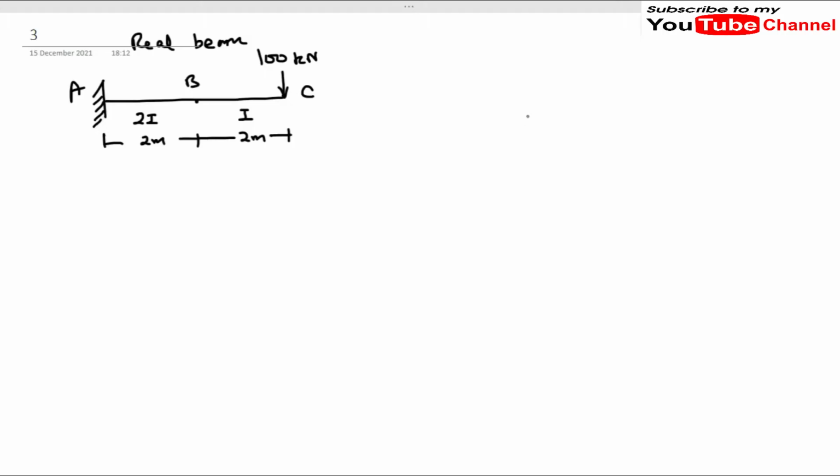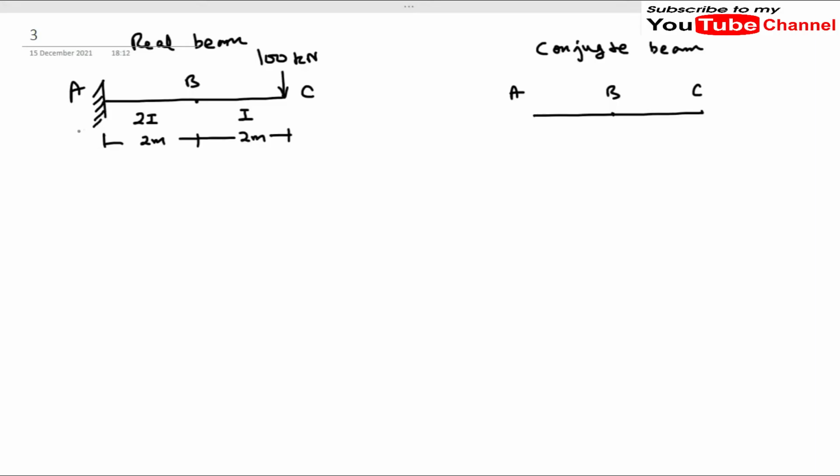Let me draw the beam here again. This is our conjugate beam. Let me draw the beam only, not its support condition. So this is A, this is B, and this is C. As we discussed in our previous video how we change the support condition, if you want to understand all those things, you have to watch that video first, then you can understand all of this very clearly. You will find the link in the description box.